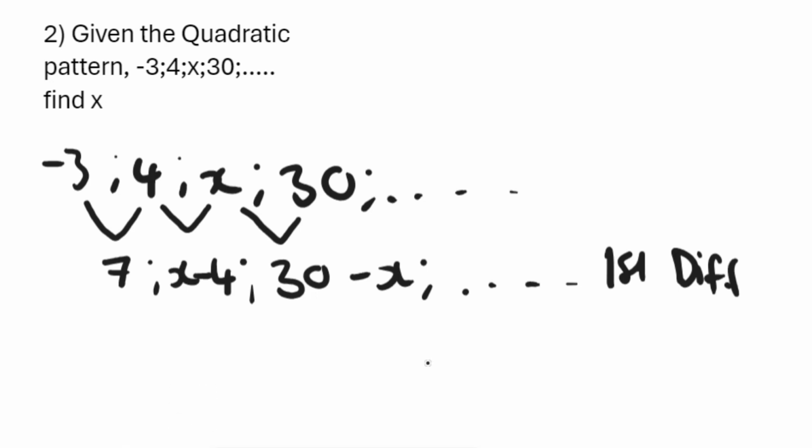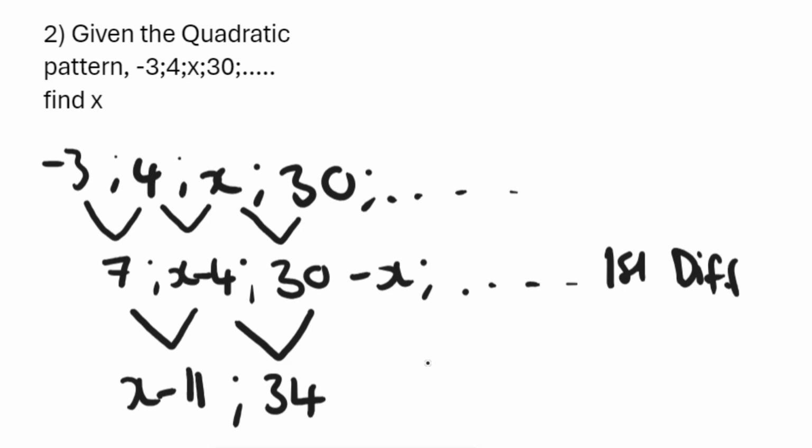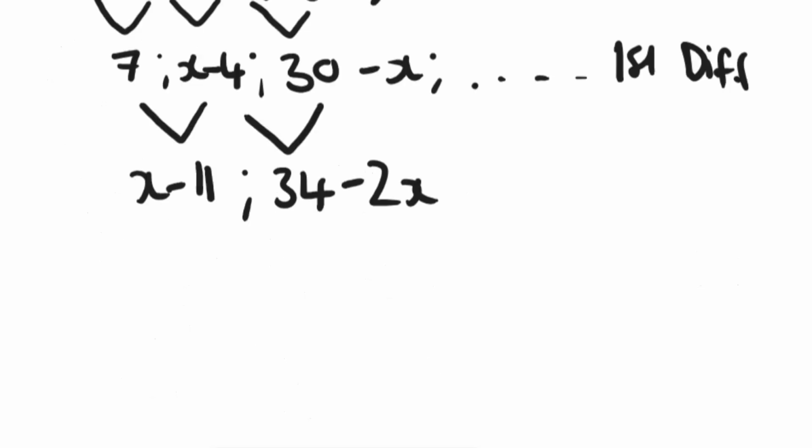We want to say x minus 4 minus 7. This will be x minus 4 minus 7, which is x minus 11. And then we write our next term, that is 30 minus x minus 4. So we have 30 minus negative 4, that is 30 plus 4, 34. And then we have negative x minus this x, that is minus 2x. Okay, and then from here we can just equate the two second differences. Remember, this is our second difference.